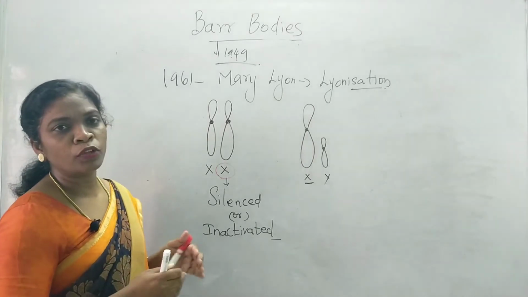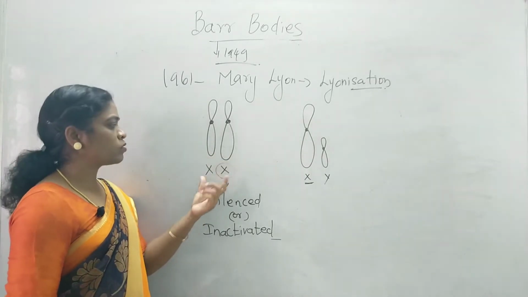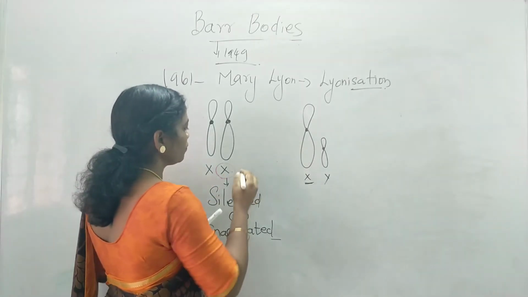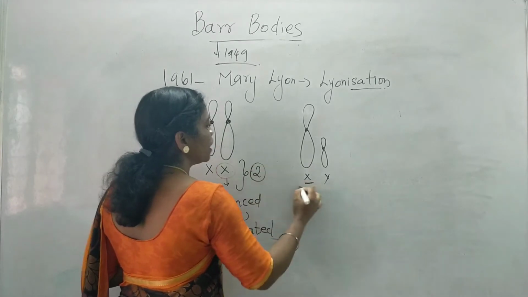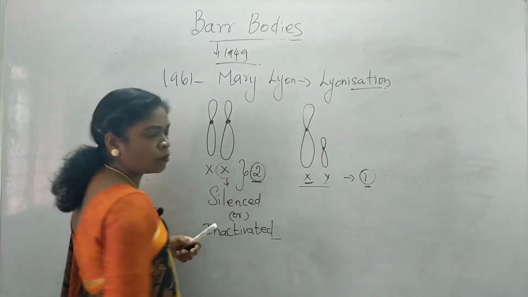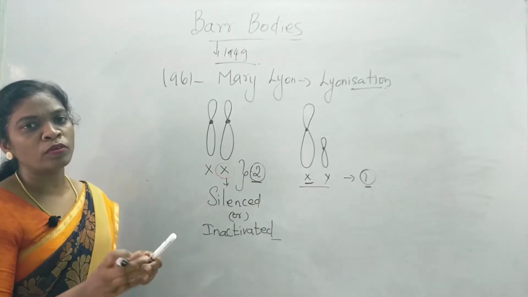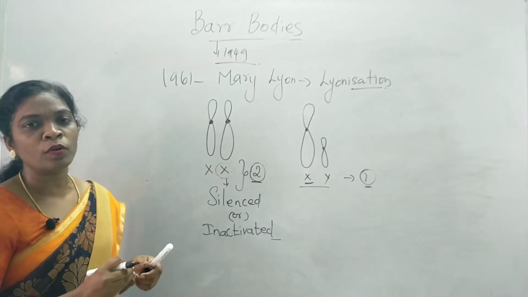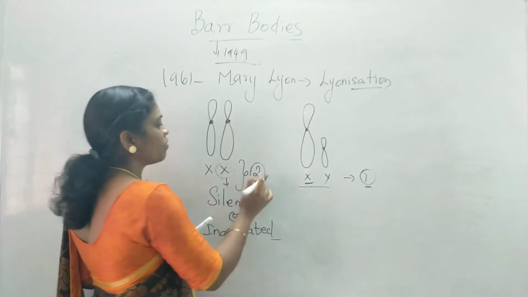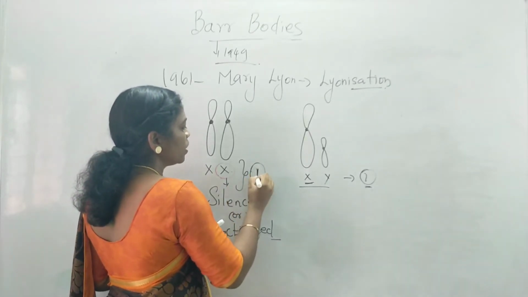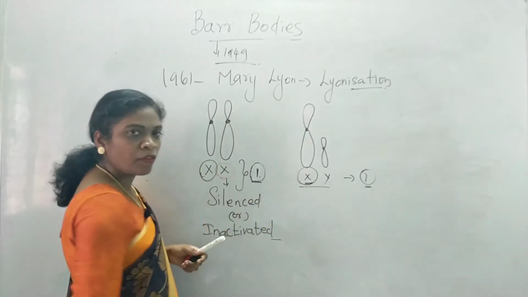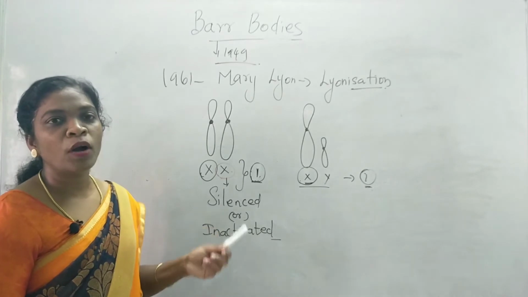According to Mary Lyon's hypothesis, the female has 2 X chromosomes, so here the number of X chromosomes is 2, while here the number of X chromosomes is only 1. There is an inequality in the number of X chromosomes. So to compensate the dosage of X chromosomes in male and female in eutherian mammals and marsupials, one of the X chromosomes remains inactive. Only one remains active in the female and only one remains active in the male. This is known as dosage compensation.